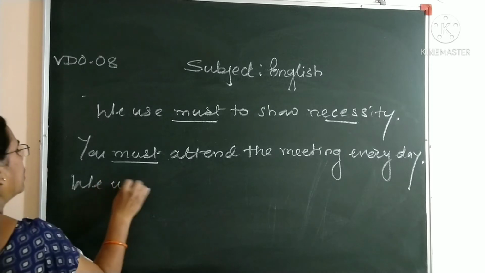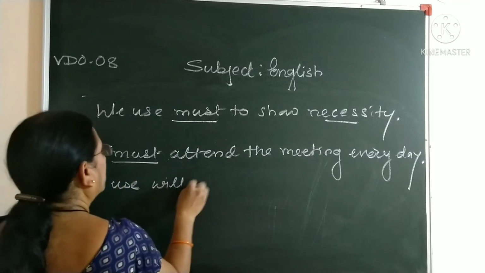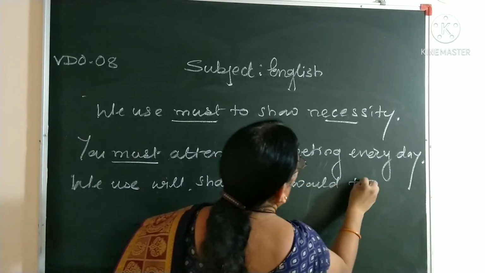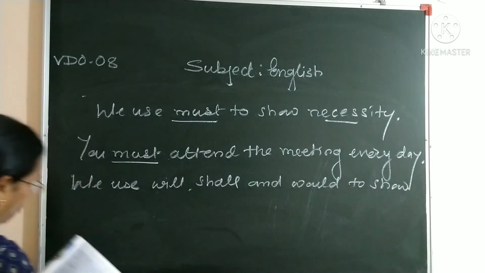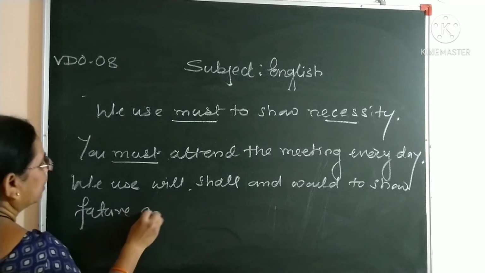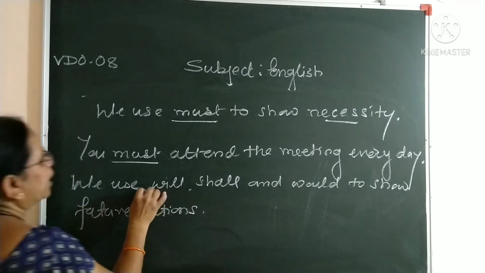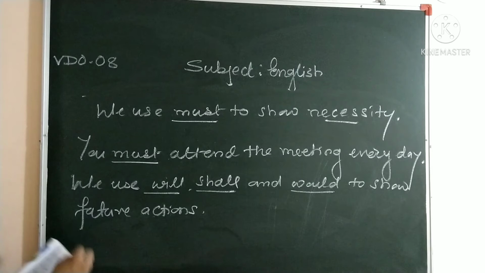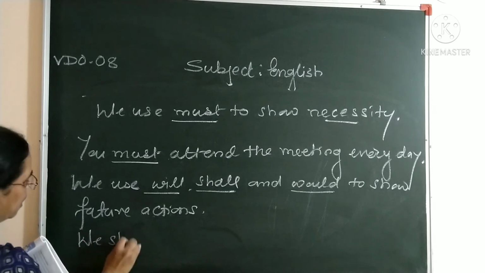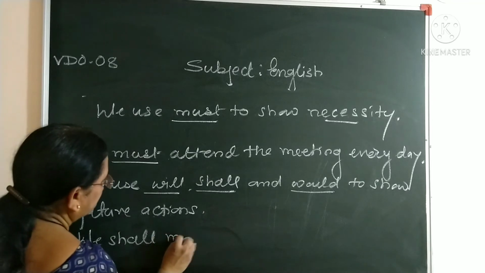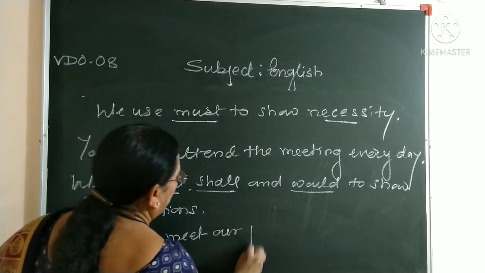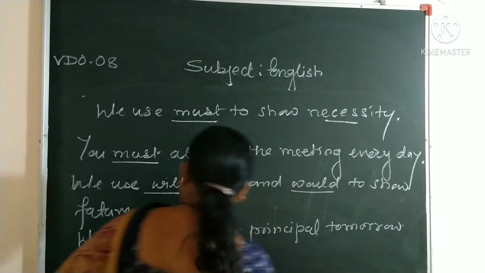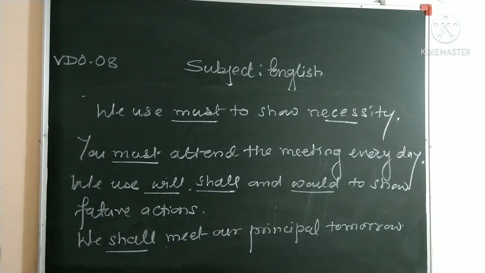We use will, shall, and would to show future actions. The modal auxiliaries will, shall, and would denote future actions. Examples: We shall meet our principal tomorrow. In this sentence, shall shows future actions.